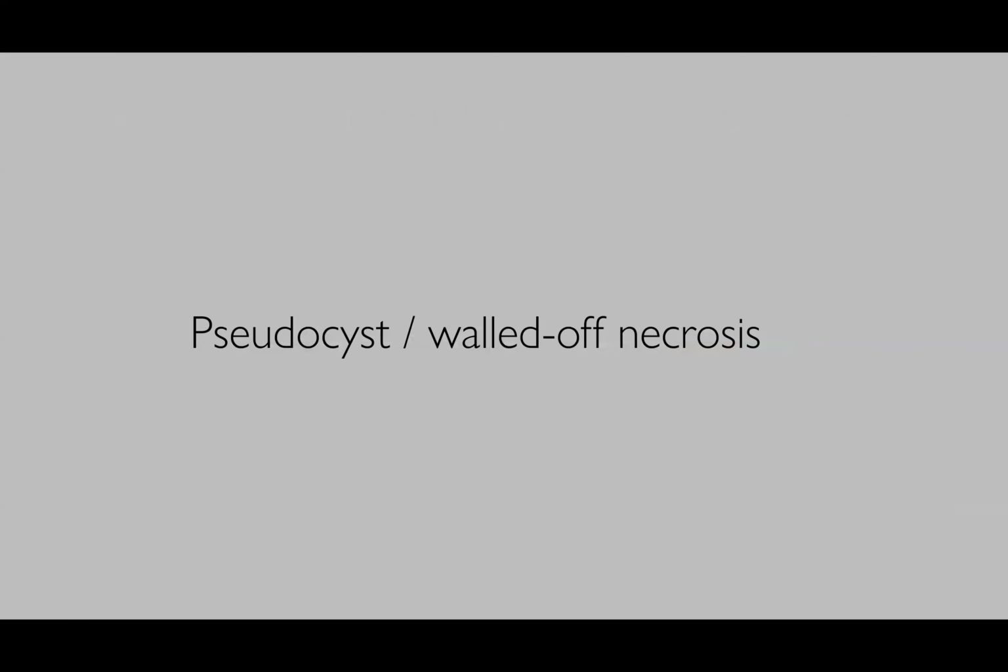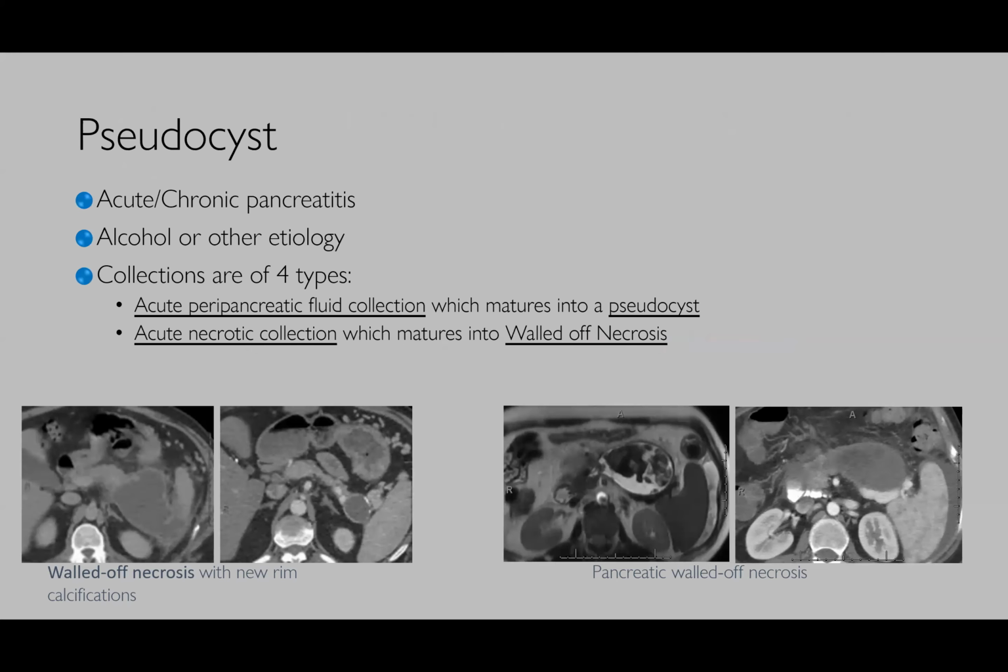Next, I think I'm done with most of this, cystic lesions. Pseudocyst, I think, is best discussed as part of any talk on pancreatitis rather than as part of this. But just briefly, pseudocyst is a loosely used term for these pancreatitis-related collections. More accurately, we should be calling them acute peripancreatic fluid collection in the acute phase when no necrotic component is involved. This matures into a pseudocyst after 4 weeks.